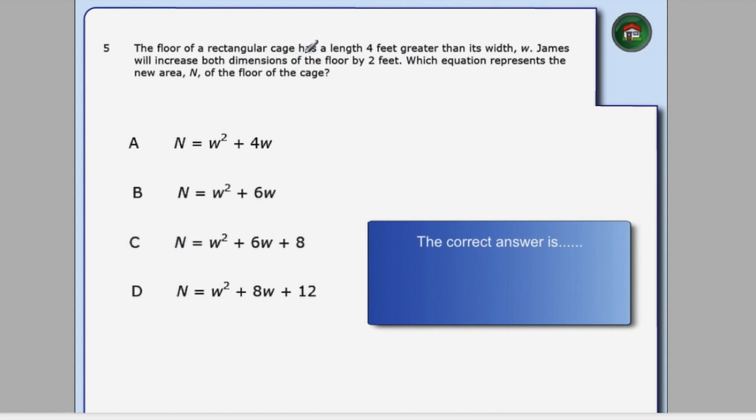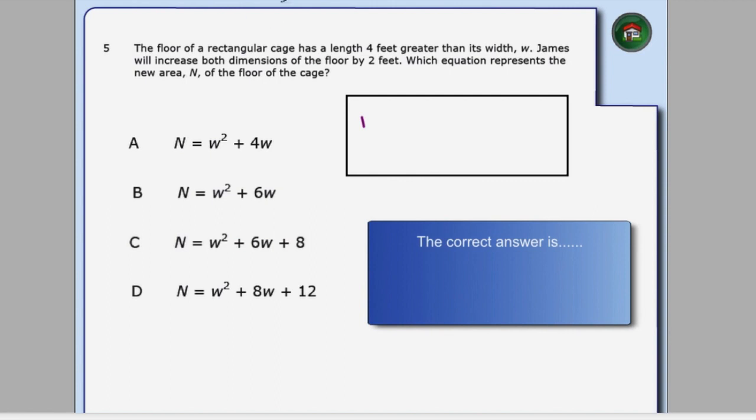The floor of a rectangular cage has a length 4 feet greater than its width, W. James will increase both dimensions of the floor by 2 feet. Which equation represents the new area? So anytime you see something like this, you need to draw a rectangle. So that rectangle would look something like that.